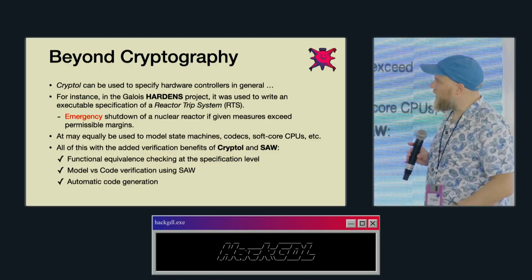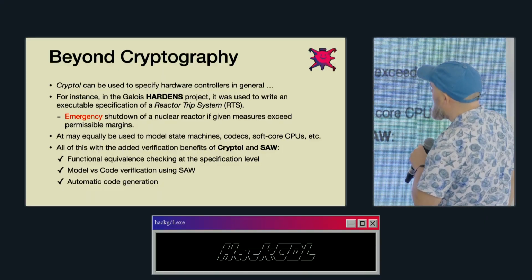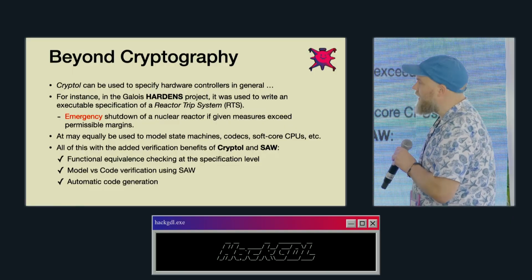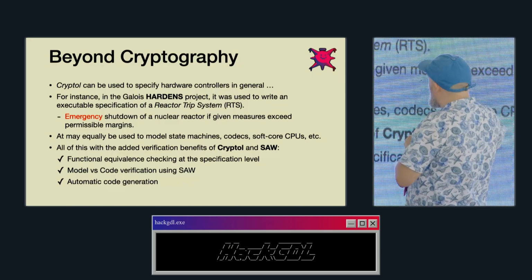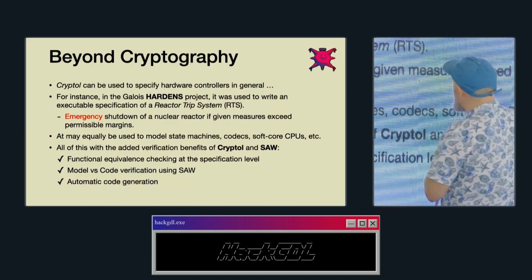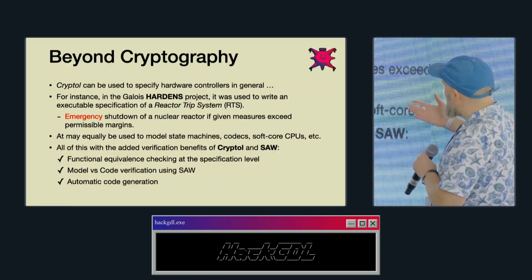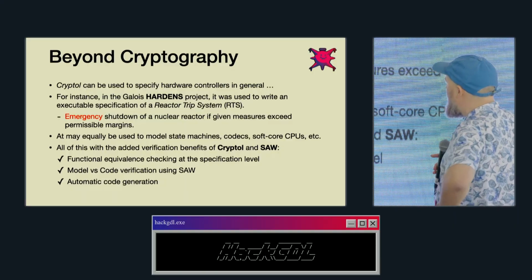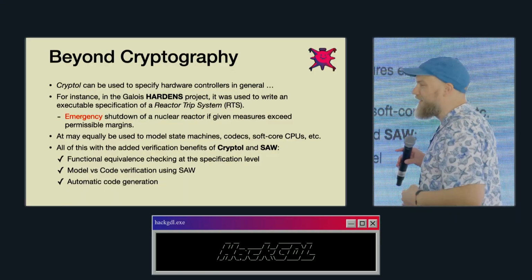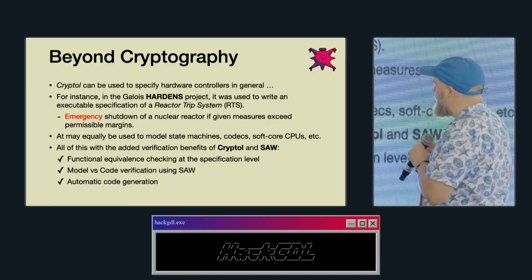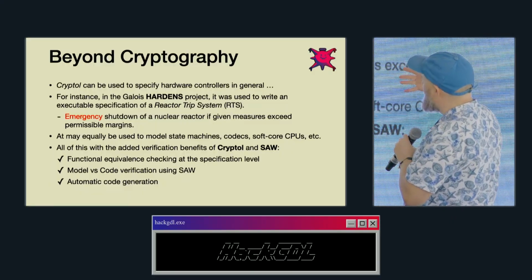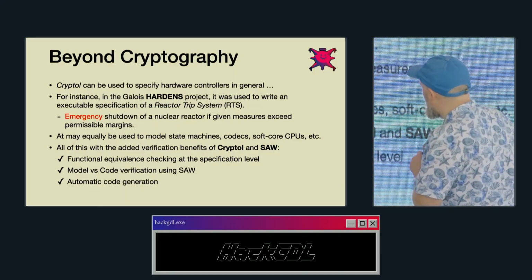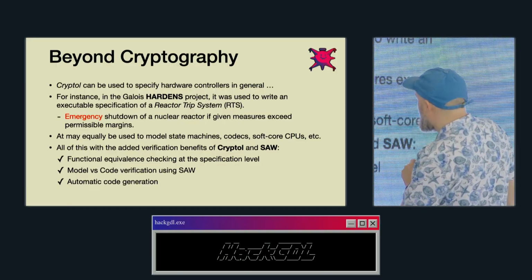And something that Cryptol also can do, you don't have to apply it to cryptography. So there's an openly available repository of this HARDENS project which provided an executable specification of a reactor trip system, which functions to shut down a nuclear reactor if, for instance, you have some measurements which are not inside their margins. And this is, of course, safety critical. If you have a specification of this and you have an implementation, you need to have very high guarantees that it actually does the thing that it should per the specification.